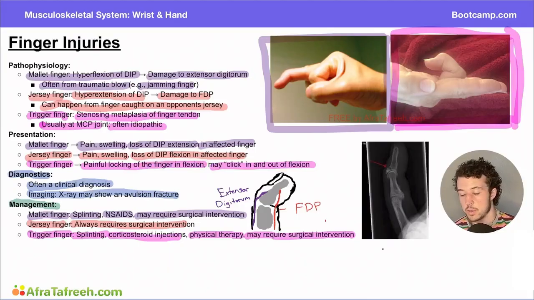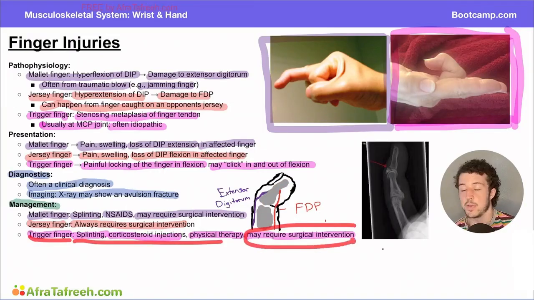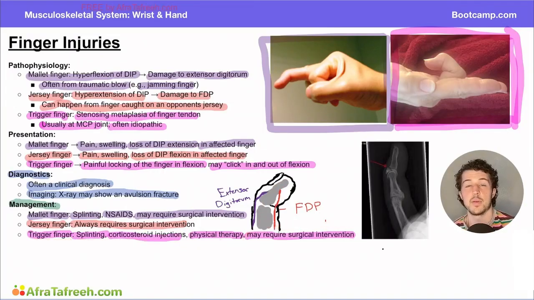These injuries are often clinically diagnosed, but we will often take an X-ray in order to check for bony structure damage, as there can be an avulsion fracture, very commonly with mallet finger or with jersey finger. Treatment of mallet finger and damage to the extensor digitorum can be addressed conservatively, but may require surgical intervention. In contrast, damage to the flexor digitorum profundus in jersey finger will always require surgical intervention. And trigger finger can begin conservatively, but also may require surgical intervention if it progresses to the point of severe impairment of the patient. And a practice question might sound something like this.